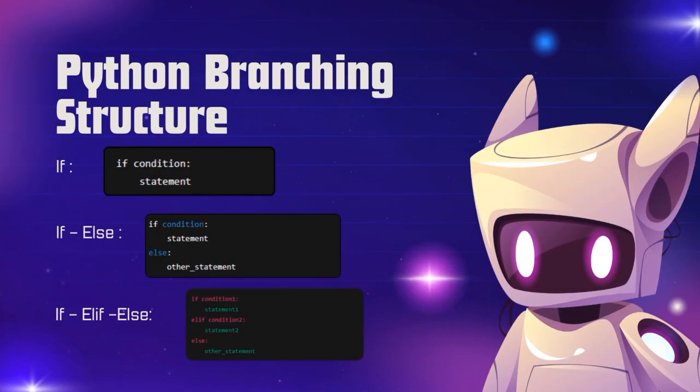These are the three main branching structures in Python. If checks the first condition, elif checks additional conditions, and else runs when all previous conditions are false. Simple but essential.